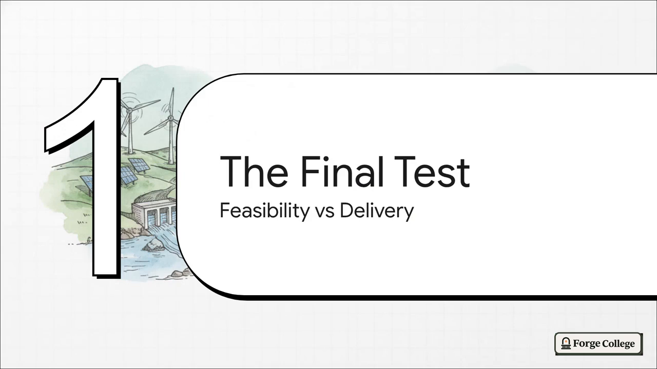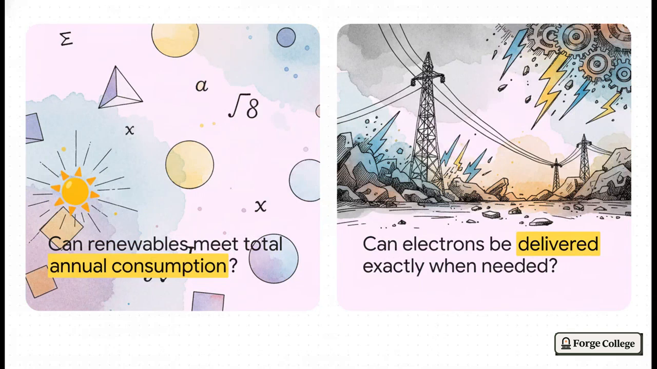Section 5. The final test. Feasibility versus delivery. We've arrived at arguably the most important mental model of this entire explainer. This is the concept that determines if a mining operation succeeds or if it just stays a fantasy on a laptop screen. You have to strictly separate annual energy feasibility from operational deliverability. Feasibility just asks, can renewables meet the total annual consumption? That's a math equation based on averages. But deliverability asks, can those electrons be delivered exactly when and where the miners need them? That factors in physics, grid capacity, and the messy reality of land rights.